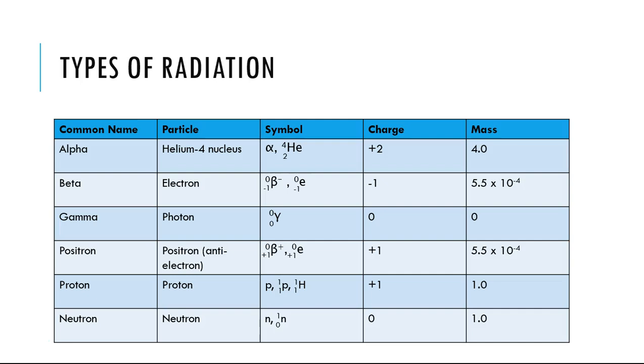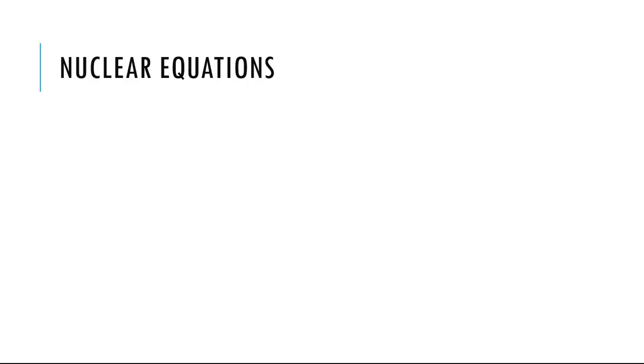Now, you hopefully remember how to write balanced nuclear equations from IB Chem 1, but just in case you don't, we'll review that briefly. Now, the IB guide suggests that you only need to be able to write balanced nuclear equations with alpha and beta particles, so be sure that you especially know how to represent alpha and beta particles in an equation. All right, so let's look at an example of a nuclear decay.